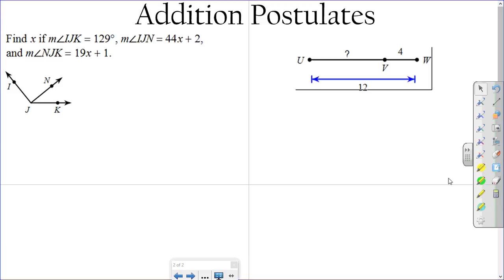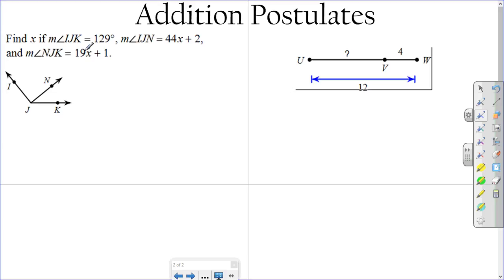In this video, I'm going to show you how to use the addition postulates to solve some problems. The first problem is an angle addition postulate, and the reason is because I'm given angles. It says the following: find x if the measurement of angle IJK is 129, the measurement of angle IJN is 44x plus 2, and the measurement of NJK is 19x plus 1.